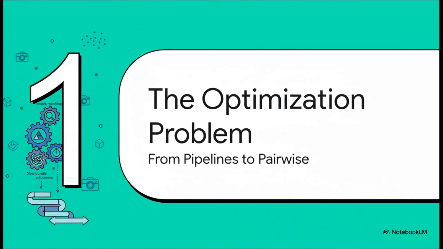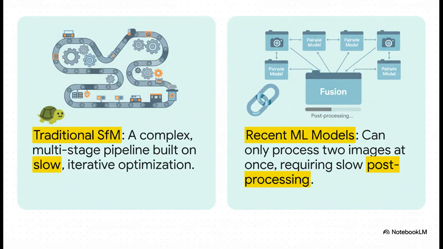It's a lot. So you've got two camps, really. On one side, you have the classics like COLMAP, super powerful, but they're built on that slow, iterative foundation. Then, on the other side, you've got these newer ML models like DUSt3R, which were a great step forward. But here's the catch. They can only look at two images at a time. So to build a whole scene, you have to run it over and over on different pairs. And then, you guessed it, use another slow process to stitch all those little pieces together. Either way, you're stuck in the waiting room.